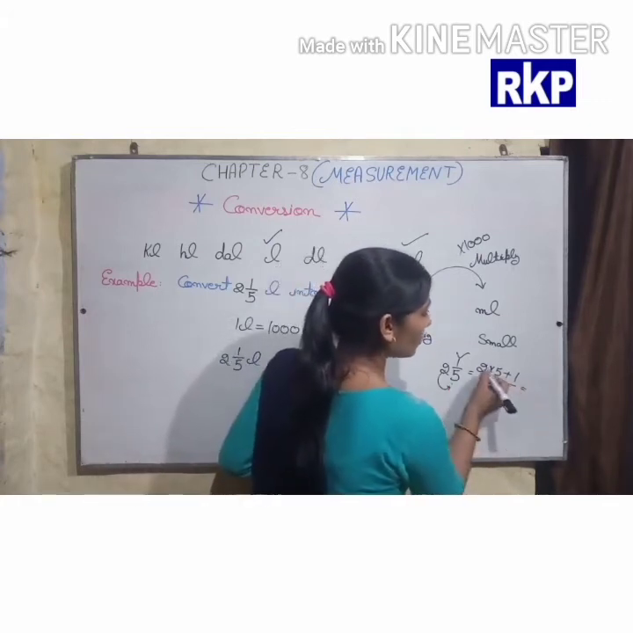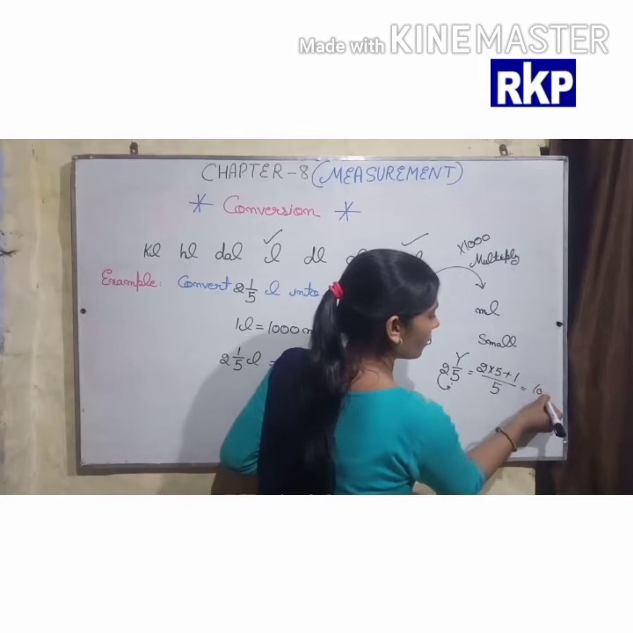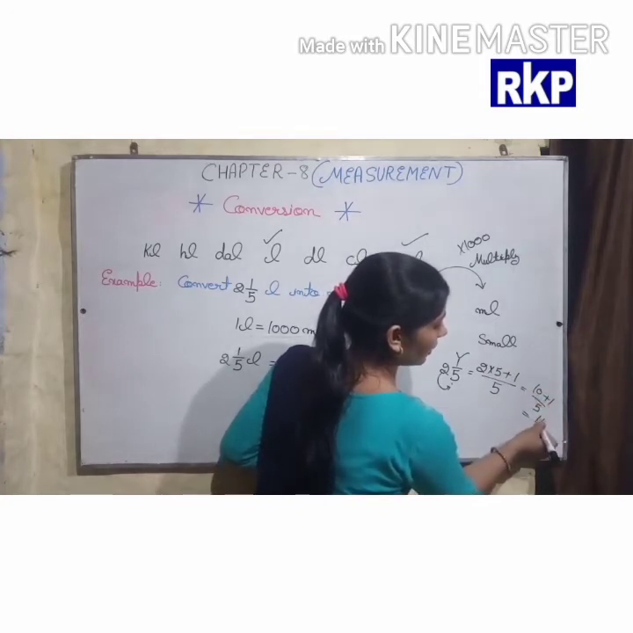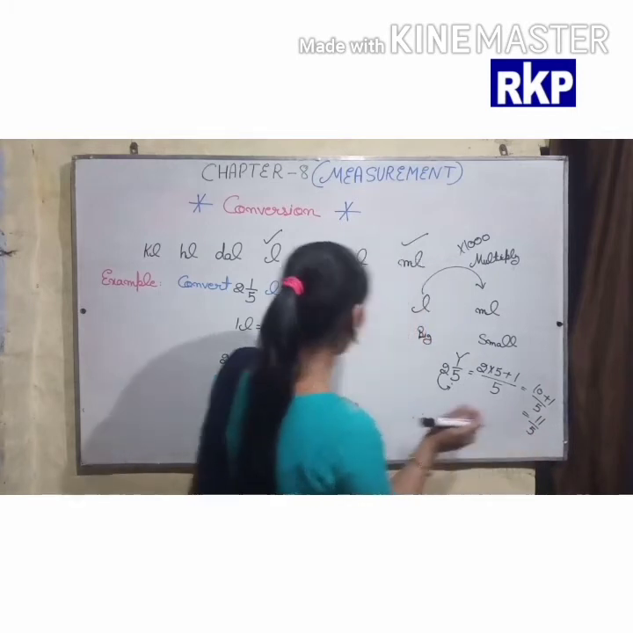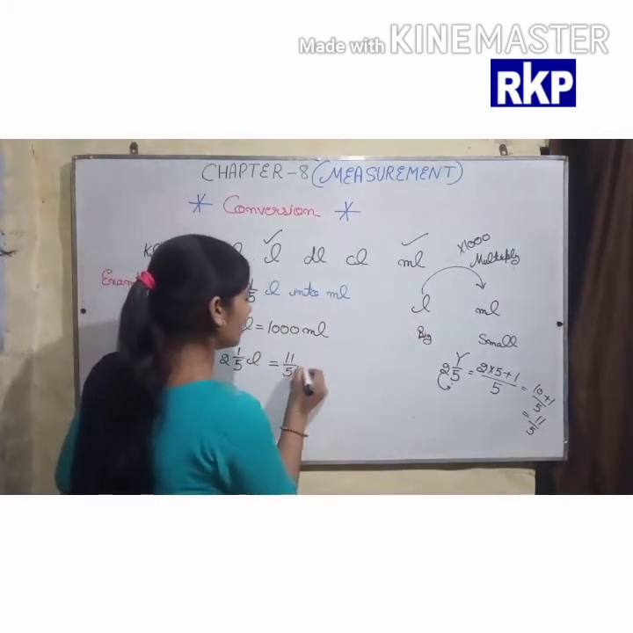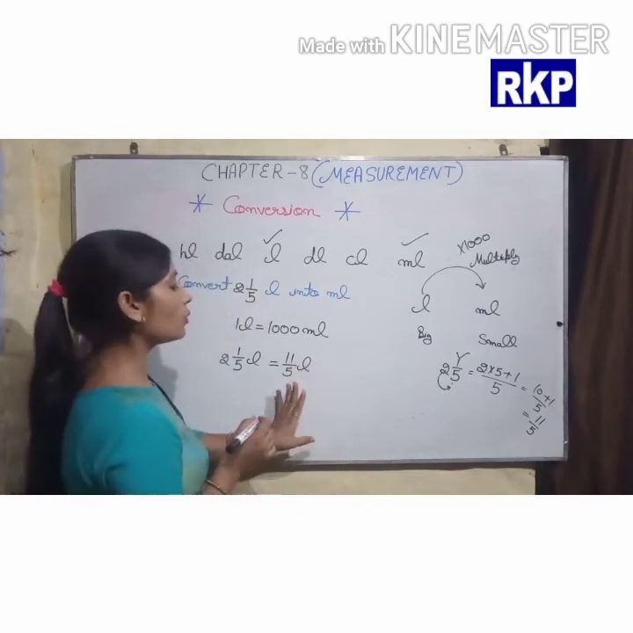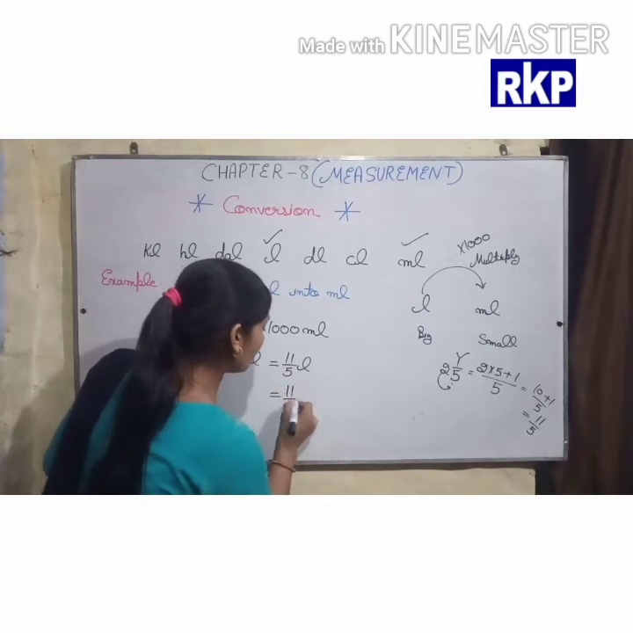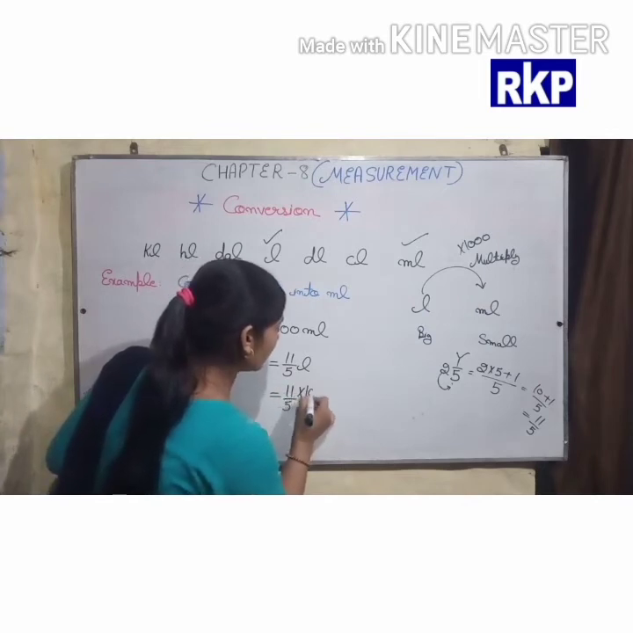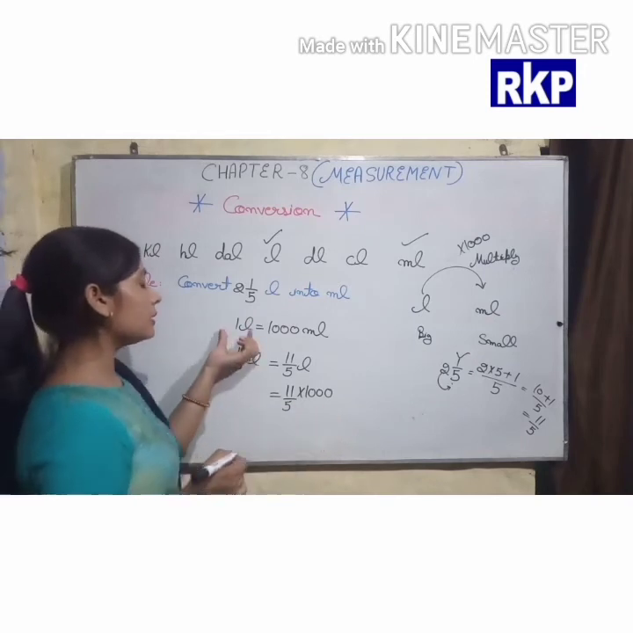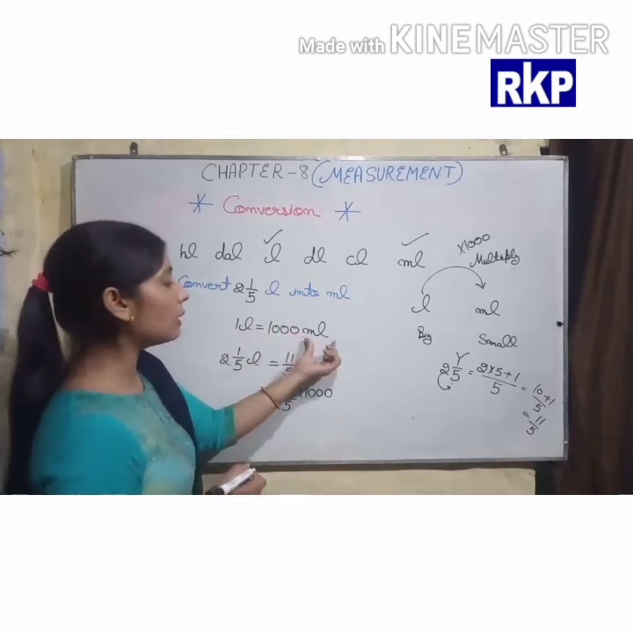Okay. So now 2 fives are 10. 10 plus 1 by 5. 10 plus 1, 11 by 5. Okay. So here we have to write 11 by 5 liter. Now we have to convert this into milliliter. So we need to multiply this with 1000. Okay. Because 1 liter is equal to 1000 milliliter.